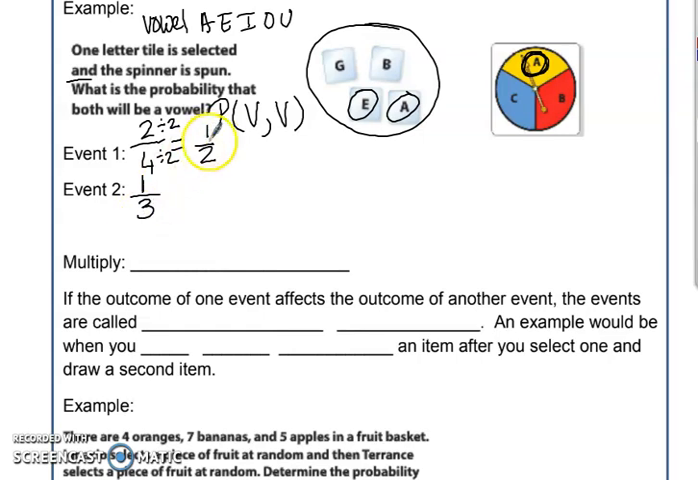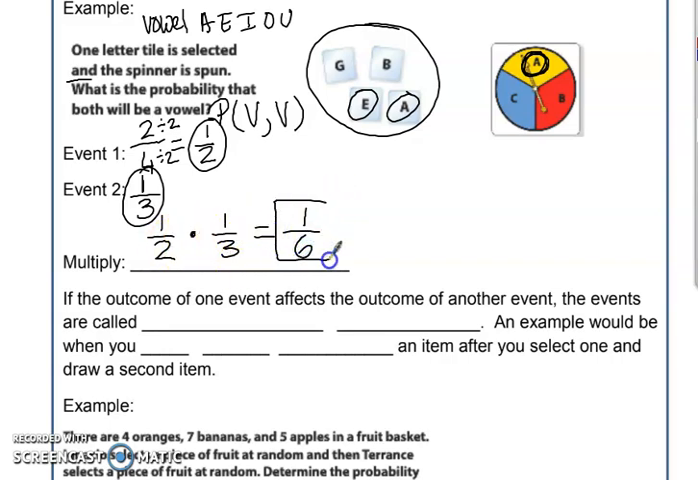Once I have these two fractions, I multiply. I take the simplified fraction, 1/2 times 1 over 3, in its basic multiplication. 1 times 1, 2 times 3. And we know that won't simplify because there's a 1 on top.